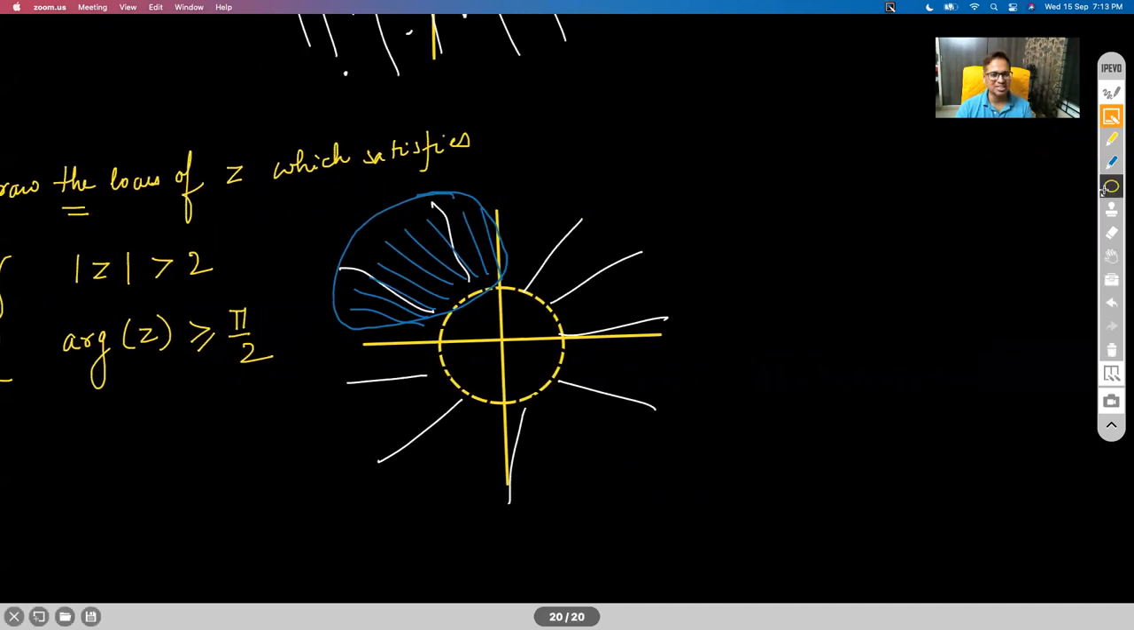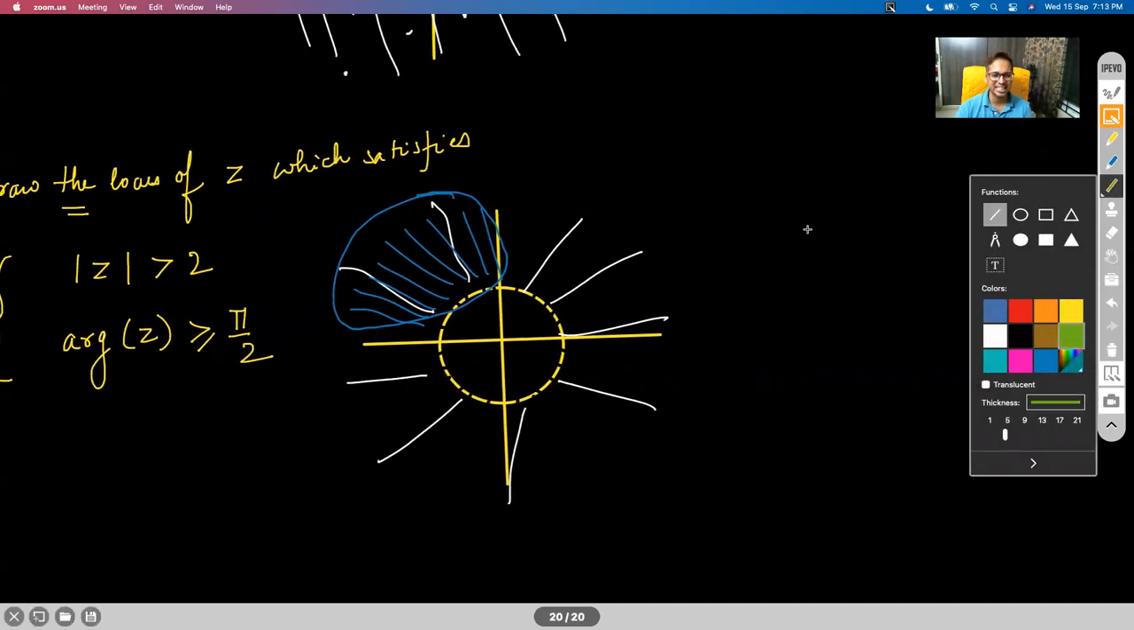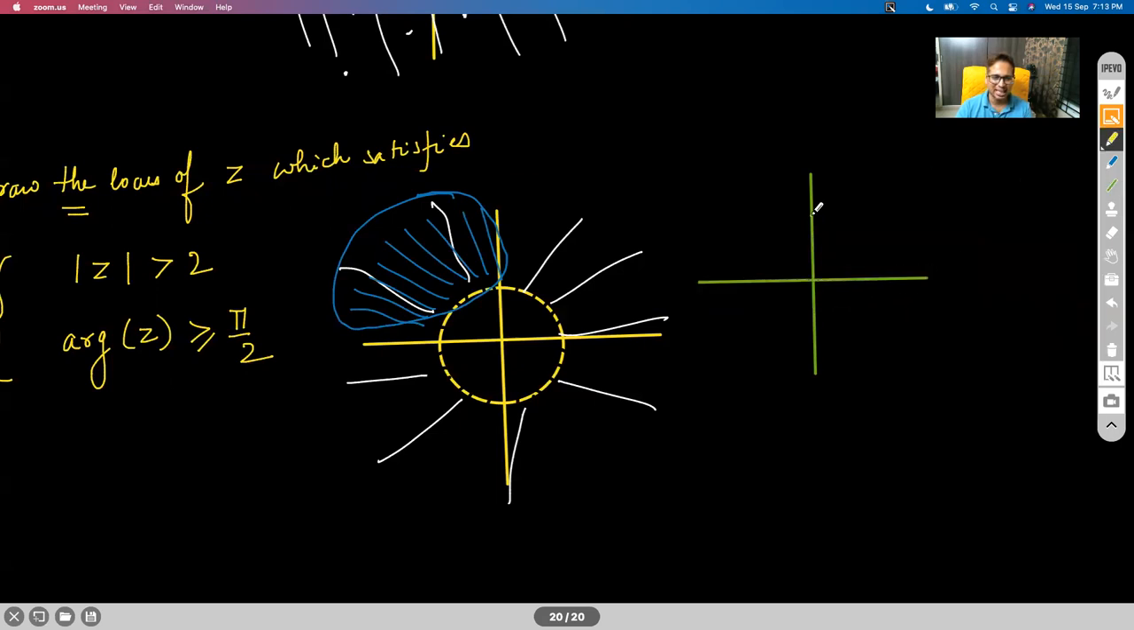So if I have to just draw the actual diagram without showing anything else, my answer will be everything which is in this part. So your Z can lie anywhere. Of course, I cannot shade all the above. So everything in the third quadrant, second quadrant and outside this circle. Getting my point? Any questions, any concerns? Okay. Now I want to talk about something about this also.